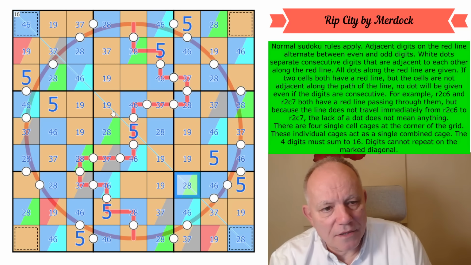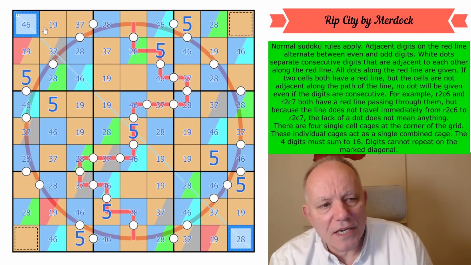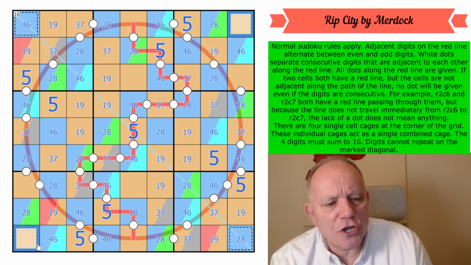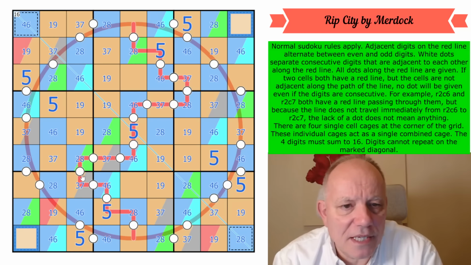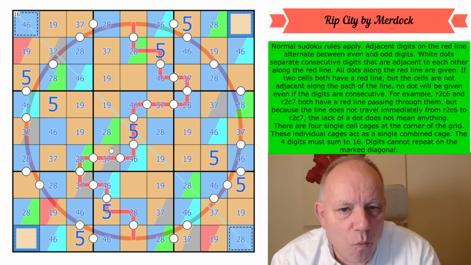Because these are the flashed digits in blue on the diagonal. So these are either a 4-2 pair, leaving these to add up to 10, or they're a 6-8 pair, leaving these to add up to 2. Now, if that was the case, this would be 1 and 1.